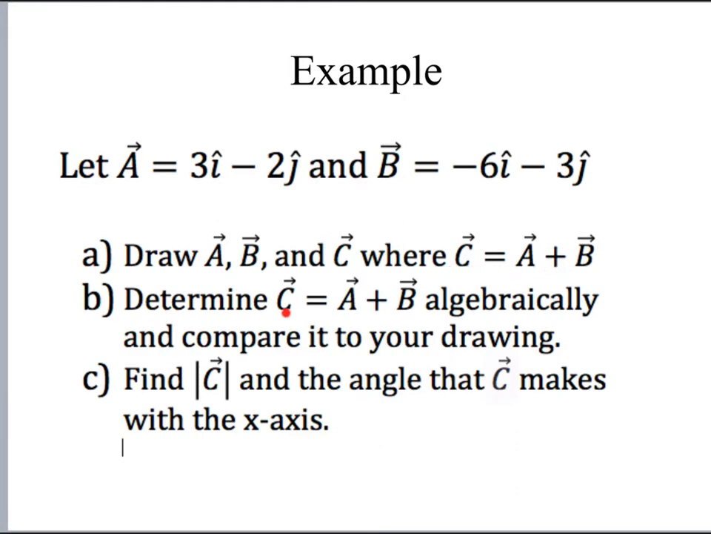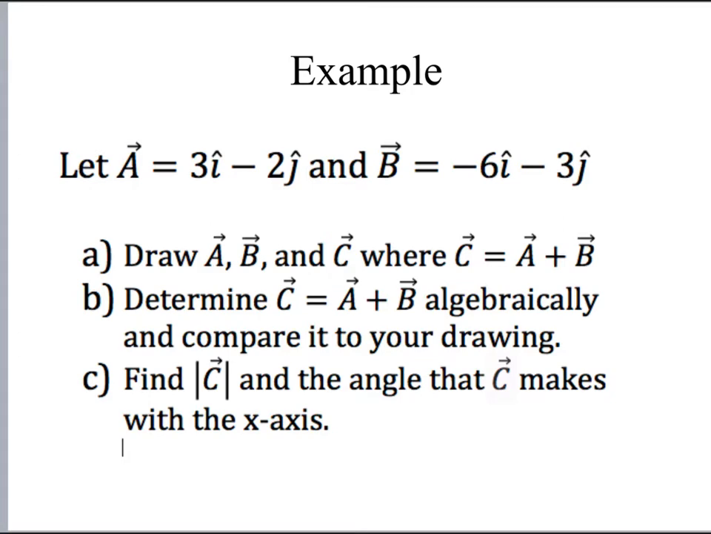Then we want to determine that sum C equals A plus B algebraically and compare it to the drawing. Here's a hint, the two should match. And then finally, we want to figure out what is the magnitude of the vector C, which is of course A plus B. What's the magnitude of A plus B? And what angle does the vector C make with the x-axis? So this is our task.